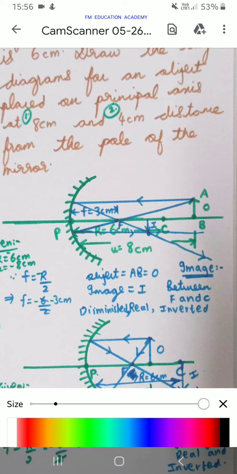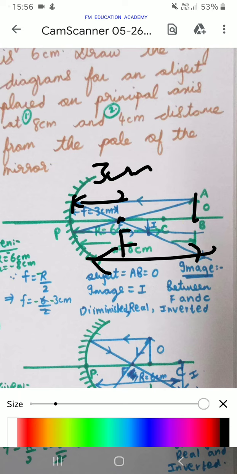So from the scale, before drawing the object only, before marking f, you take here as 3 centimeter and mark it as f. Okay, this is 8 centimeter distance from object to the pole. This is 6 centimeter distance from P to C, and this is 3 centimeter.